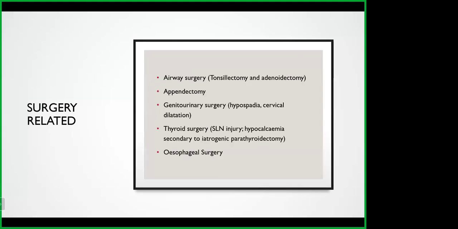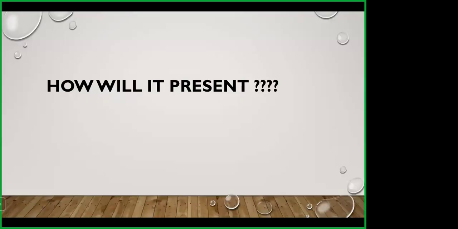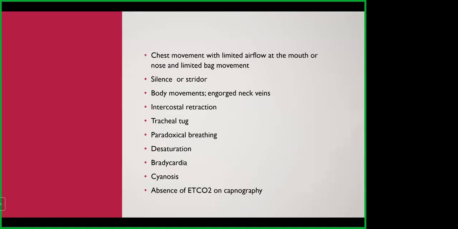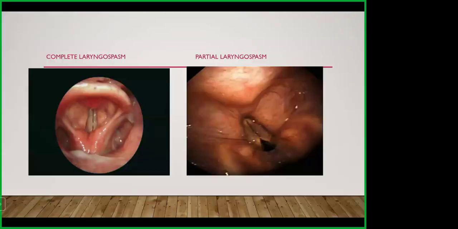Any airway surgery and any surgery with chances of vagal stimulation, like genitourinary and gynecology surgery, these patients are more prone for laryngospasm in light plane of anesthesia. Presentation of laryngospasm can vary from inspiratory stridor to silent chest, along with intercostal retractions, tracheal tug, paradoxical breathing, desaturation, bradycardia, and cyanosis in later stages.